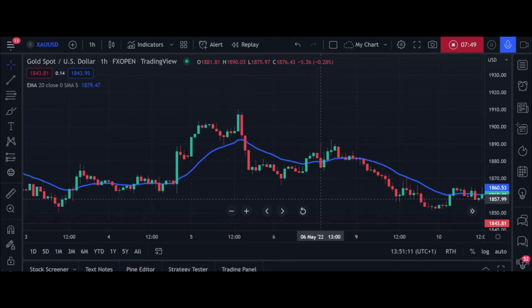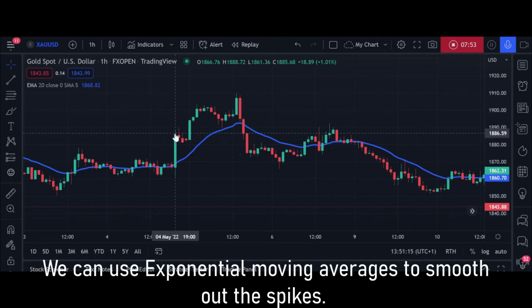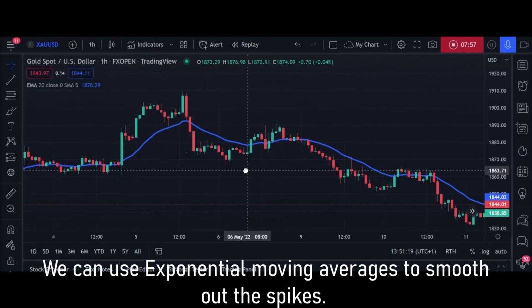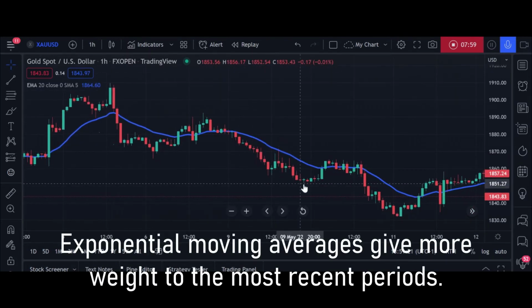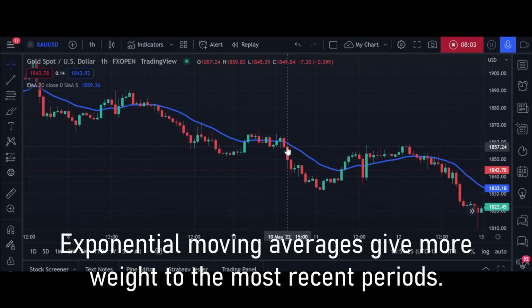As we said a moment ago, simple moving averages can be distorted by spikes. We can use exponential moving averages to smooth out the spikes. Exponential moving averages give more weight to the most recent periods. They would put more weight on the prices of the most recent candlesticks.